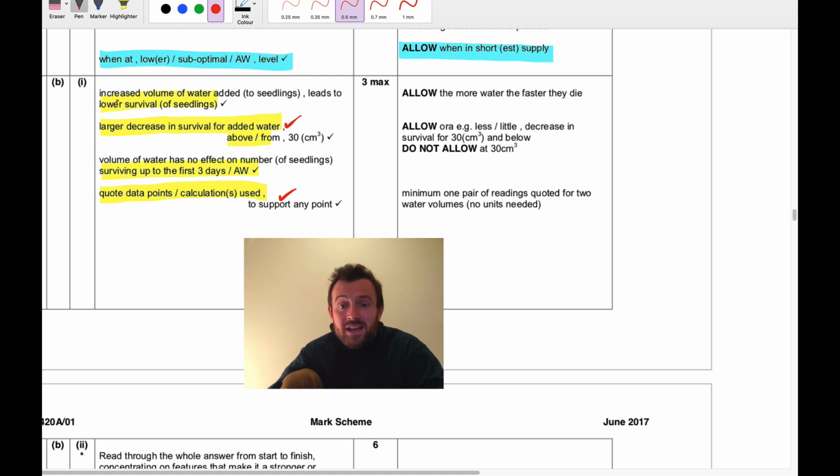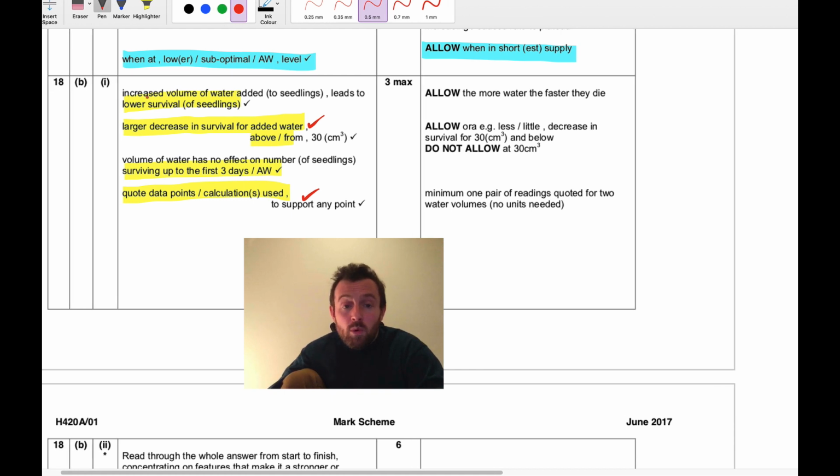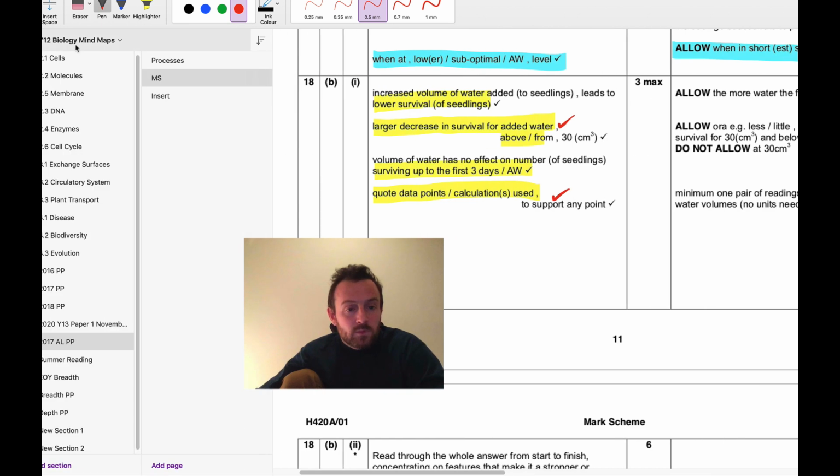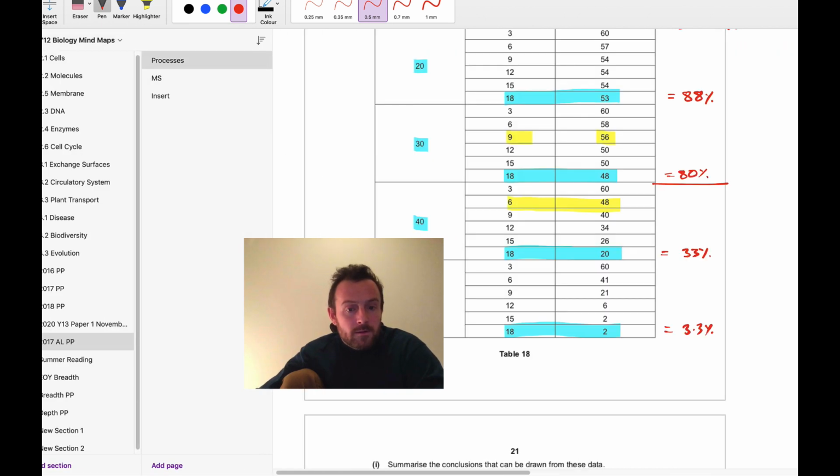I didn't actually say the obvious thing, which is that with more water, there is a lower survival rate of seedlings. I just said that the optimum was 10, which I'm not sure I would get a mark for. So always say the obvious. It's sometimes so easy just to forget about the obvious thing. Okay, let's go back to the question. I'm just going to finish this question and we'll take a quick break.